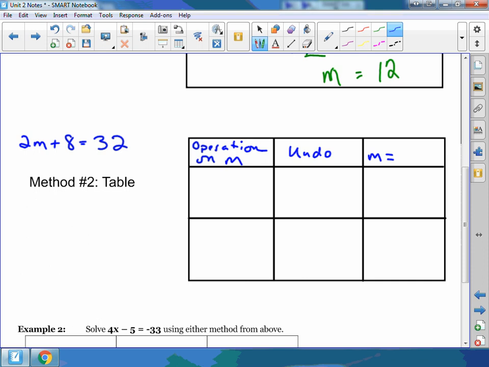So if I told you what M is, like if I said, okay, M is 10, in this equation, and said, okay, test it. What's the first step you would do if I told you the value of M in order to test it? Grace? Yeah, you take that value and multiply it by 2. And that's what would go here in this first cell. So the operation on M, the first thing that's being done to it is that it's being multiplied by 2.